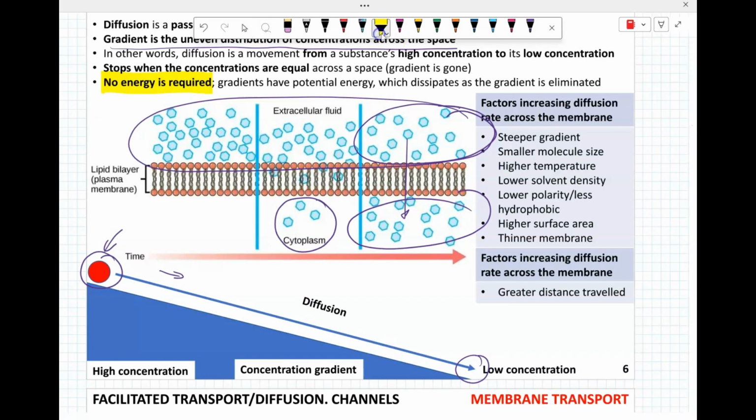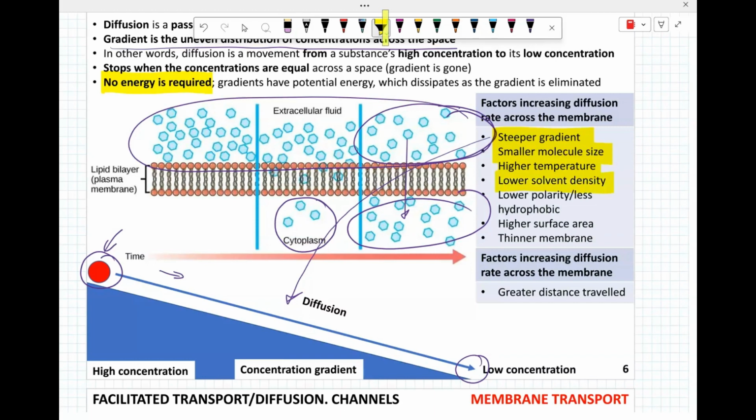Steeper gradient, first and foremost, will increase the rate at which molecules move across the membrane, which makes sense if you look at this illustration. The steeper slope will increase the rate of diffusion. Smaller size of the molecules. Molecules that are smaller will move across the membrane faster, well, because they are smaller. Increased temperature, which increases the velocity of individual molecules, will also increase the rate of diffusion.